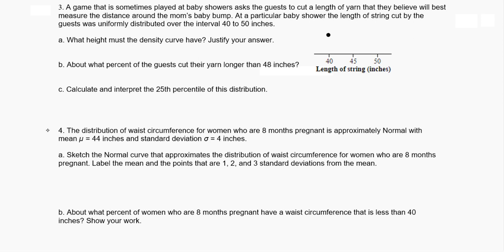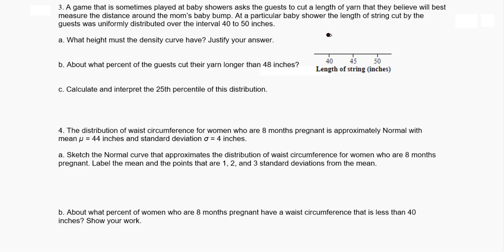Here we have a game that is sometimes played at baby showers, where they ask the guests to cut a length of yarn that they believe will be the best measure of the distance around the mom's baby bump. For a baby shower, the length of the string cut by the guests was uniformly distributed over the interval of 40 to 50.